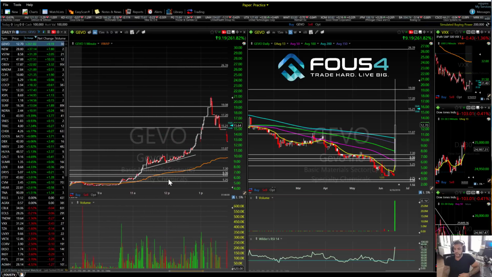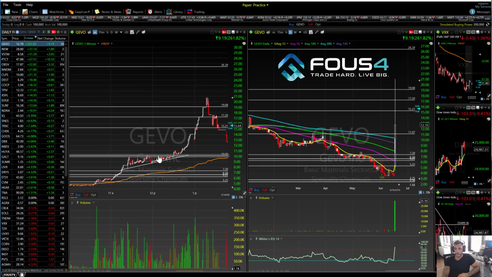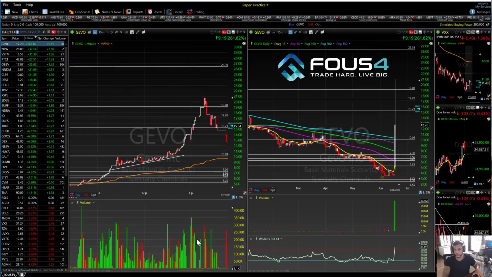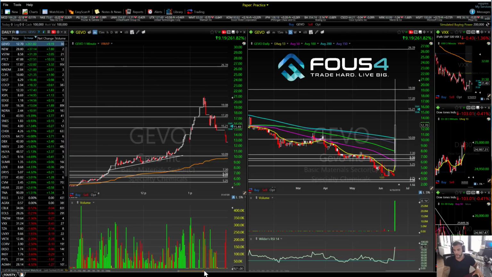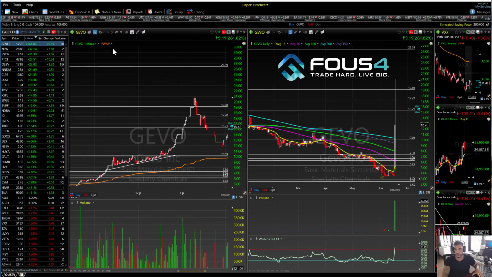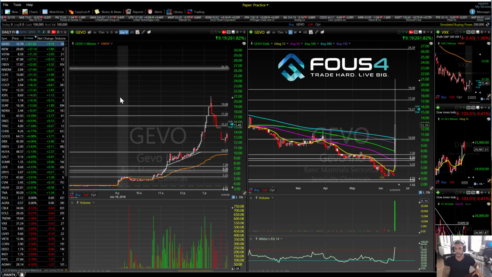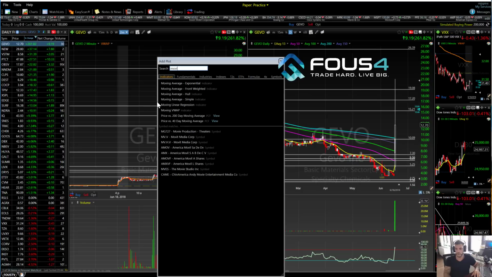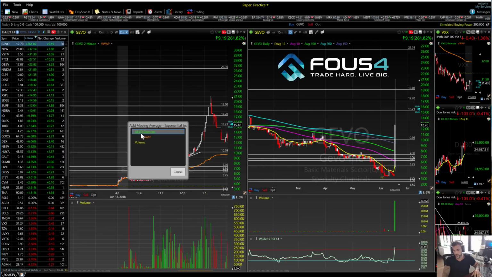I started trading using EMAs, and don't use them as often now. But there's certain times where a stock will agree with the EMAs more so than others. When that happens, it's fine to use them. Otherwise, I've kind of adapted to using just VWAP and price and volume. But GEVO is a good example. So what I'm going to do here is throw on the 13 EMA, which is what I like to use from the Foos 4 system.